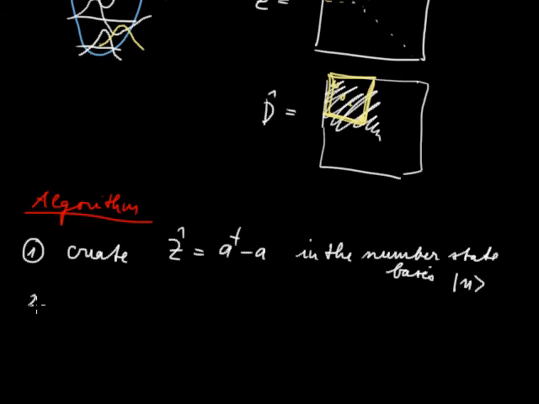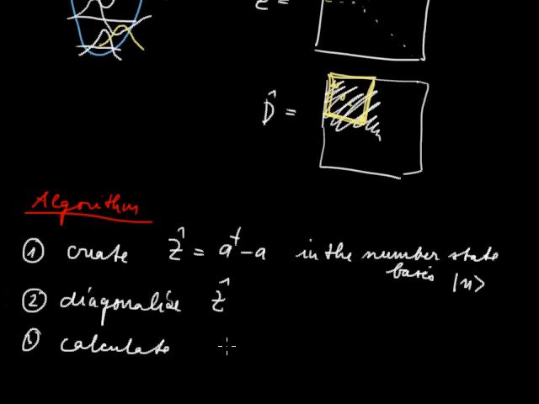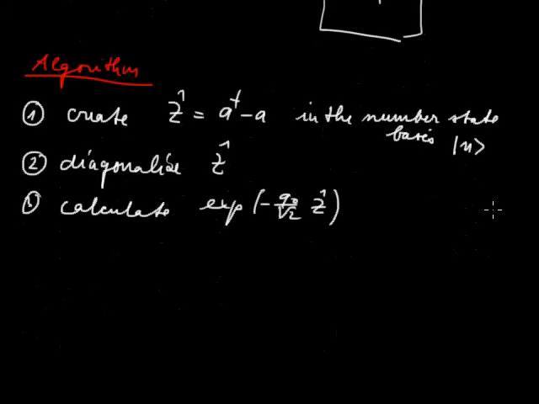So the second point is to diagonalize the matrix Z. Then third is to calculate the exponential of that diagonalized matrix with some prefactor, which is extremely easy because it's just exponentiating the diagonal elements. Then transform back.